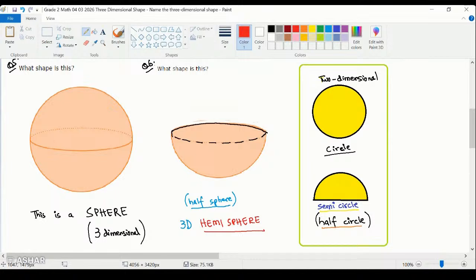Focus over here, please. Hemisphere is half. Agreed? Hemi means half, sphere.